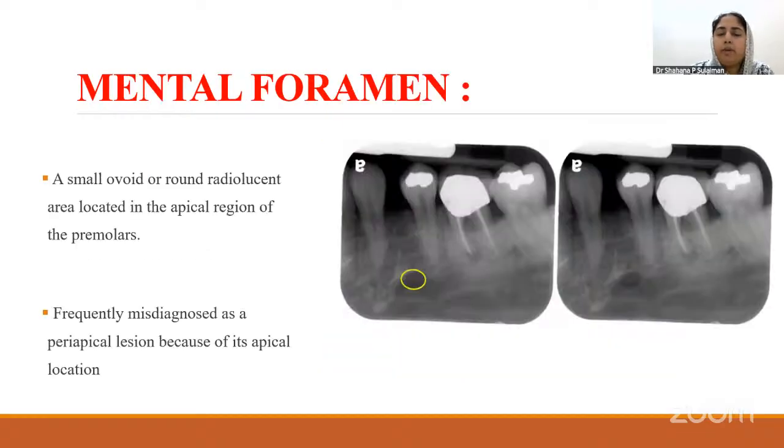Now the mental foramen is the opening of the mandibular canal. It is seen on the external aspect of the mandible, below the apex of the mandibular premolar region. It can be noticed anywhere between the first premolar and the first molar. Sometimes it can be superimposed just below the periapical region of a carious tooth, so there we can have a misdiagnosis of whether it is a mental foramen or a periapical pathology.